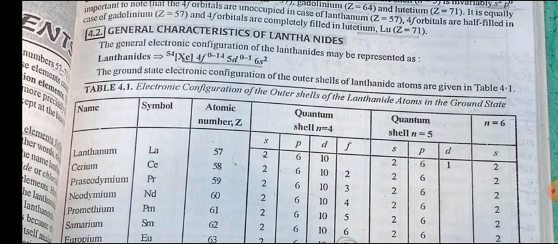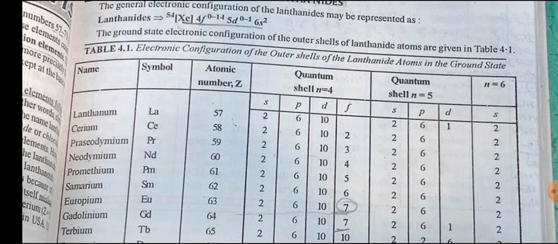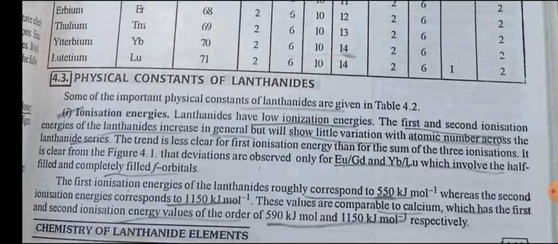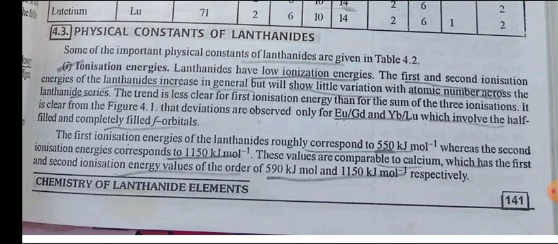General characteristics of lanthanides. The general electronic configuration of the lanthanides may be represented as 4f 0 to 14, 5d 0 to 1, 6s2. The ground state electronic configurations of the outer shells of lanthanide atoms are given in table 4.1 as follows. Physical constants of lanthanides. Some of the important physical constants of lanthanides are given in table 4.2.